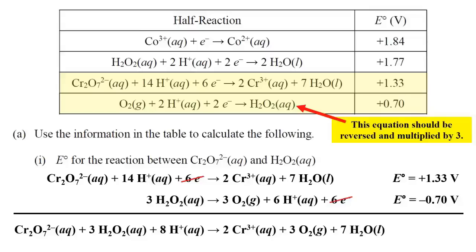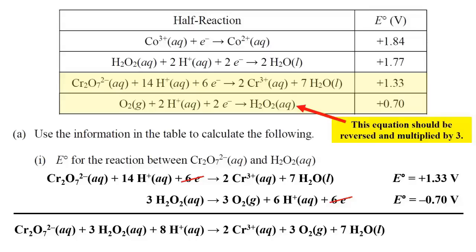I have 1 mole of dichromate, and I have 3 moles of aqueous hydrogen peroxide. Now, there are 14 moles of H+ on the left, and there are 6 moles of H+ on the right, so the difference between 14 and 6 is 8. So we do have 8 moles of aqueous H+ on the left. That is correct. And on the right side of the equation, we have 2 moles of aqueous chromium 3+ ions, 3 moles of oxygen gas, and 7 moles of liquid water. So it does work out.